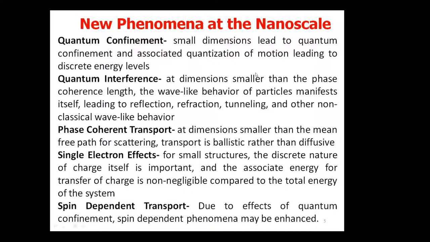What are the phenomena that we come across when we come into the nanoscale region? The important one is quantum confinement. Quantum confinement means that if any of the dimensions of the device is equivalent to the de Broglie wavelength, then there will be quantum confinement. Such small dimensions lead to quantum confinement and associated quantization of motion, leading to discrete energy levels. As all of you know, in bulk there are continuous energy levels, but when confined, the energy levels split, that means they become discretized. That leads to very interesting phenomena.